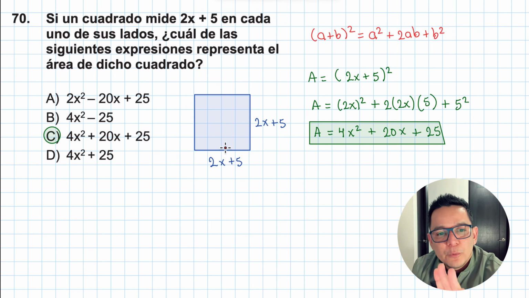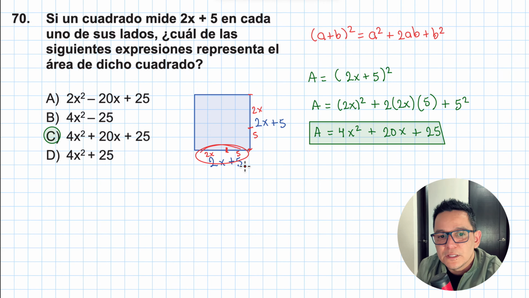Look, I'm going to say, for example, that from here to here, this little piece measures 2x. Okay, and from here to here, it measures 5. All right? Now I'm going to do something very similar. I'm going to say that from here to here, it measures 5, and from here to here, it measures 2x. Let's see. Here I have that this measures 2x plus 5. That's right, isn't it? And also this measures 2x plus 5.